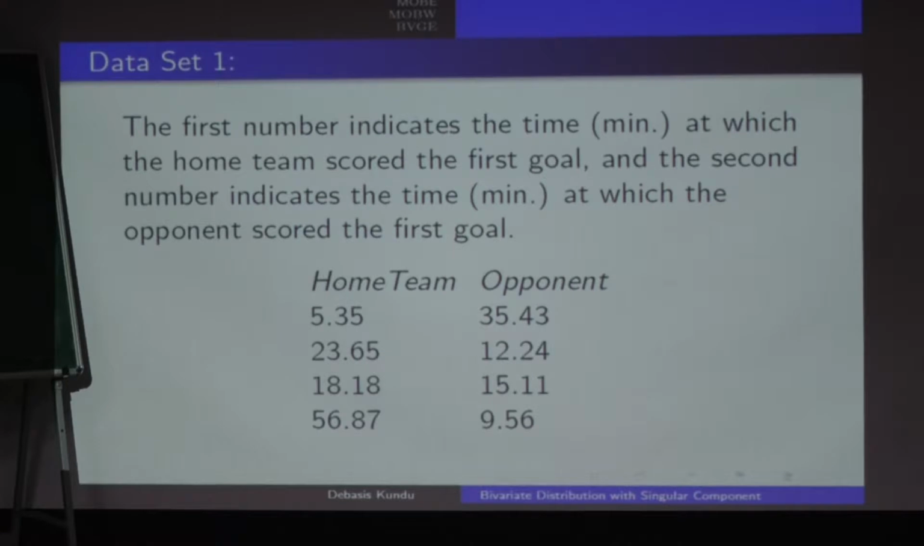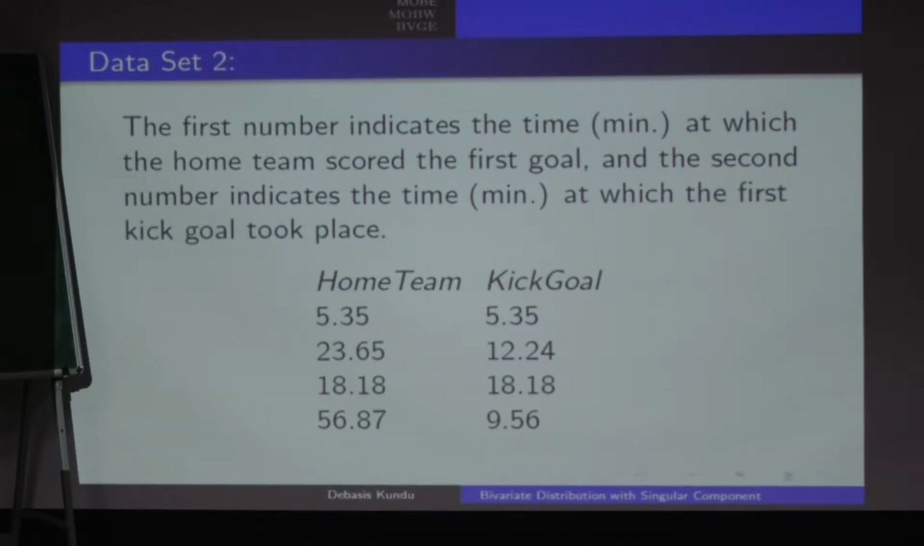So what is the major difference between the two sets of data? We can assume that both the marginals are continuous. Let's assume this one is 0 to 90, but let's make both the marginals continuous in both cases. That part is okay. But the major difference between the two sets of data is that there is a positive probability that the two components can be equal. You cannot ignore that part.